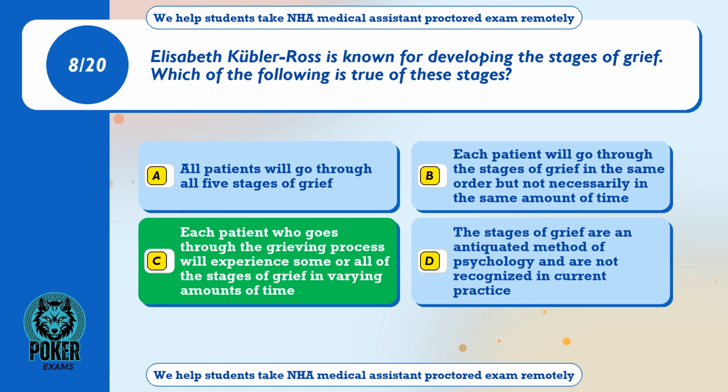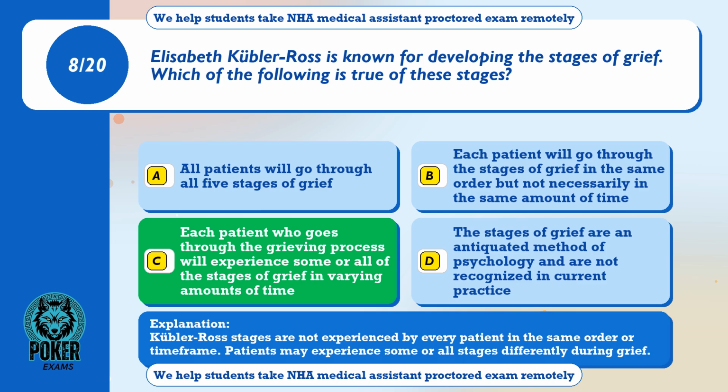The correct answer is option C. Each patient who goes through the grieving process will experience some or all of the stages of grief in varying amounts of time. Kubler-Ross stages are not experienced by every patient in the same order or time frame. Patients may experience some or all stages differently during grief.